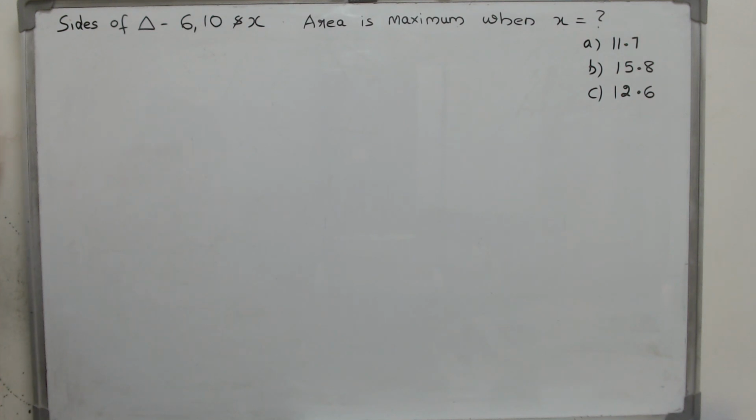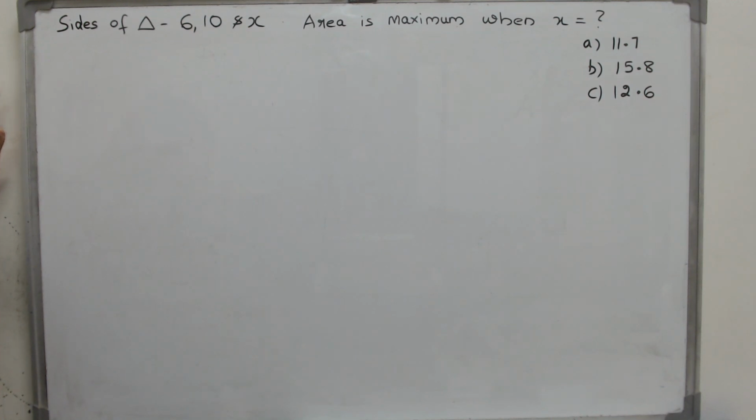The sides of a triangle are 6, 10 and x. We need to find that value of x for which the area of this triangle is maximum. We have a couple of options. We just have to choose the right answer.